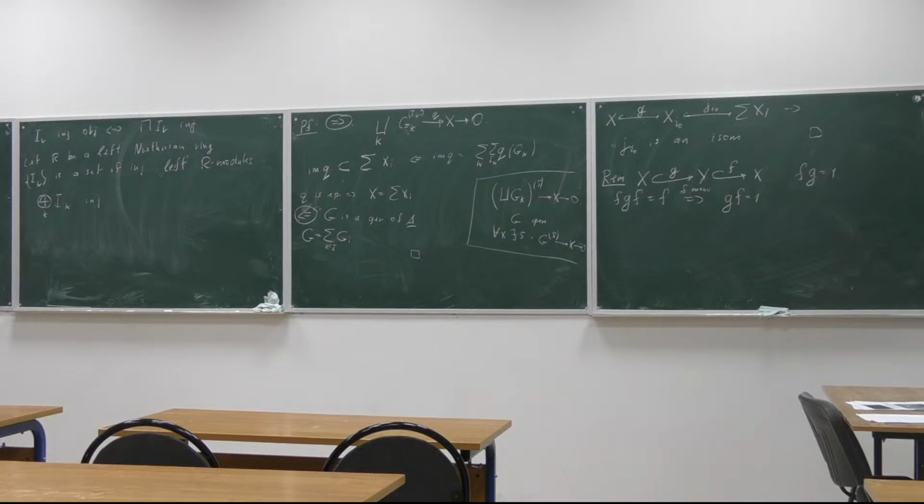So in fact, this is an if and only if condition. Ring is left Noetherian if and only if we have this property. In one direction we can do it on the seminar, in the other direction it's much harder, so it's in the first assignment with the hard problems. We assume that the ring is left Noetherian. We want to show that direct sum of injectives is injective.